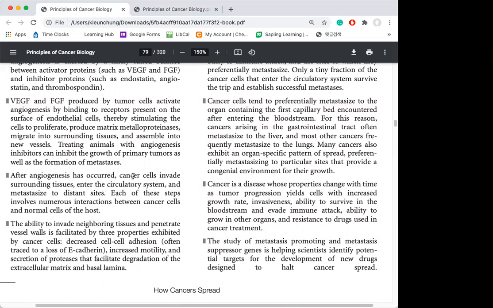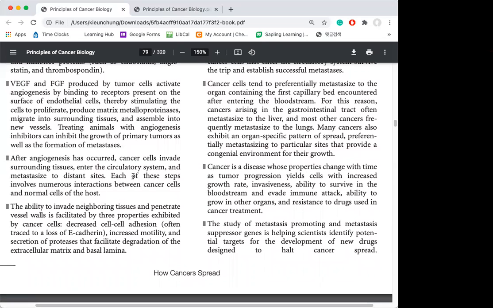For this reason, cancers arising in the gastrointestinal tract often metastasize to the liver, and most other cancers frequently metastasize to the lung. Many cancers also exhibit an organ-specific pattern of spread, preferentially metastasizing to particular sites that provide a congenial environment for their growth.